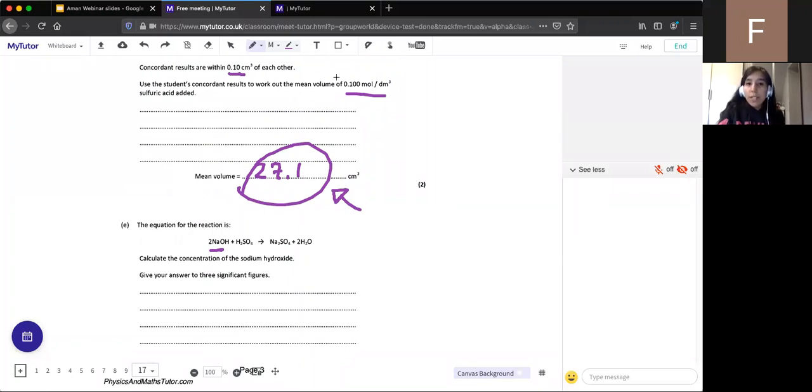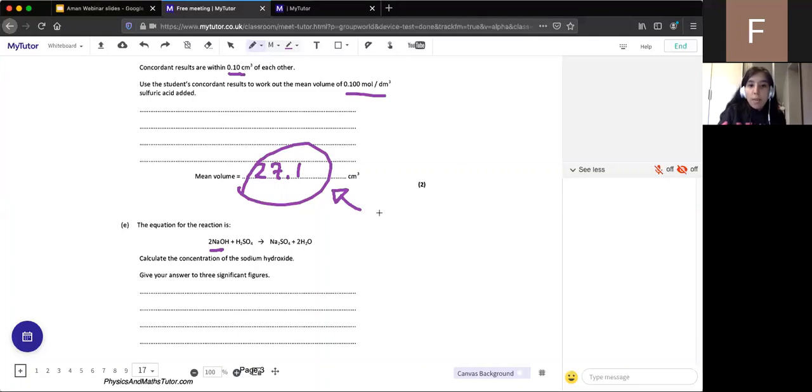So what's our first step? We've got a volume and concentration of sulfuric acid. What's our first step? That's the one that we've got the most information about. What do we think? So we've got a volume and a concentration of sulfuric acid. So what's the first step then, so that we can calculate the concentration of sodium hydroxide?